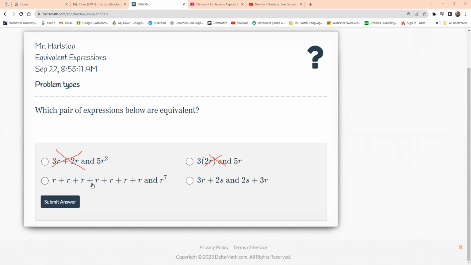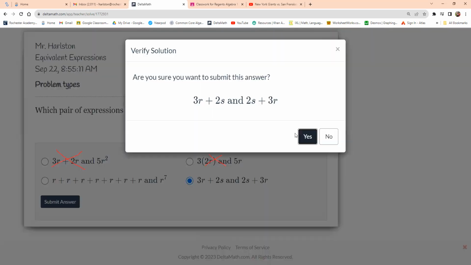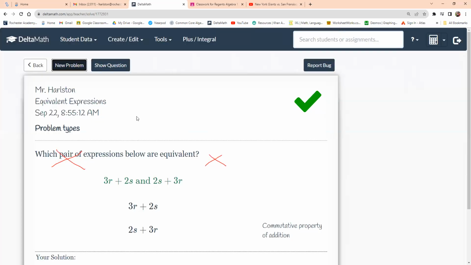But we already know, since this one has already been eliminated, it has to be this. I just want to double check it. So 3R plus 2S, press enter. And then 2S plus 3R, press enter. They are exactly alike, so this is our answer. All right, now that was a lot, but I showed you two ways to check what you're doing. I'm going to stop and post this.